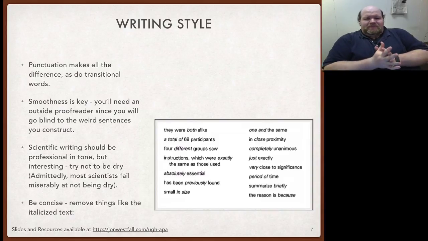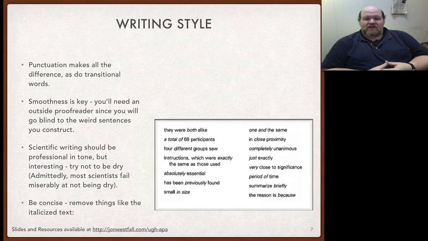Writing style. So we all have different ways of saying things, and that's one of the best things about our language, that we can come up with very ornate ways of saying things. Unfortunately, when we're writing, we don't want to have that same ornate and cute manner of speaking. We want to just get straight to the point. There are some ways that we do that in APA style.